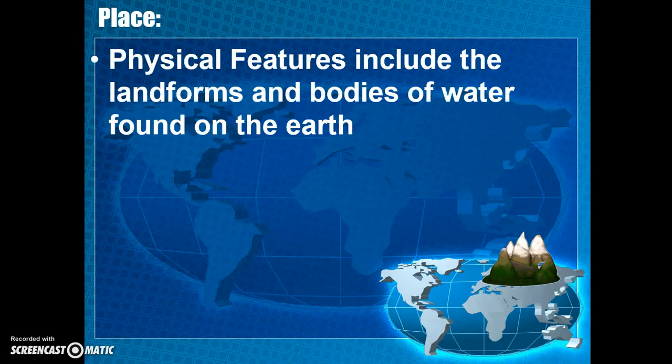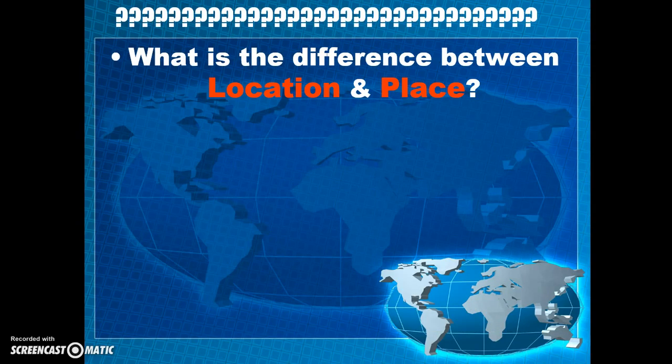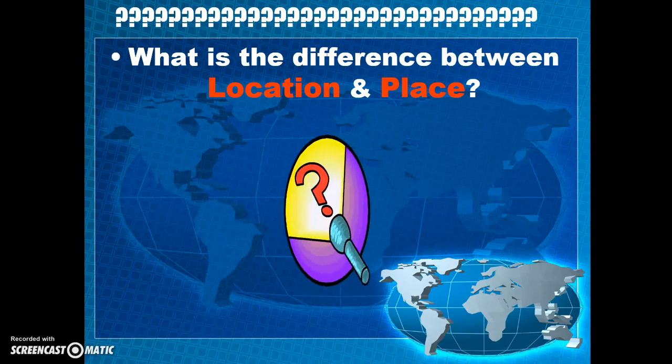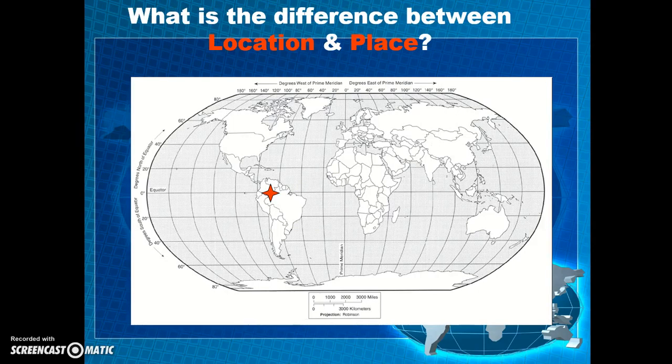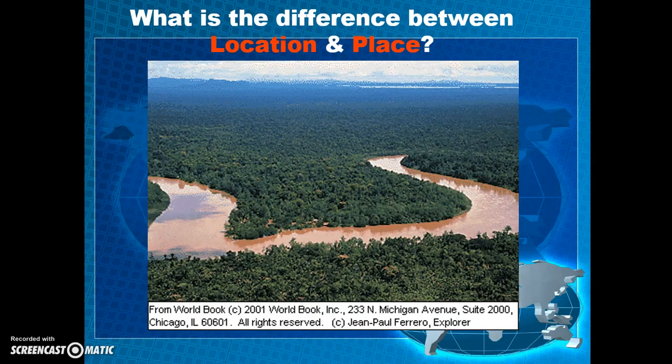Physical features include the landforms and the bodies of water that are found on Earth. So here you see glaciers, you see trees, you see meadows. Those are all physical characteristics. So what is the difference between location and place? Location gives you exact coordinates, and place gives you a visual description of what that place looks like.